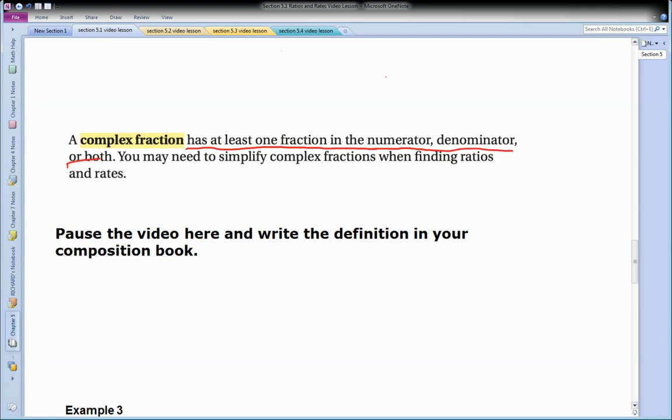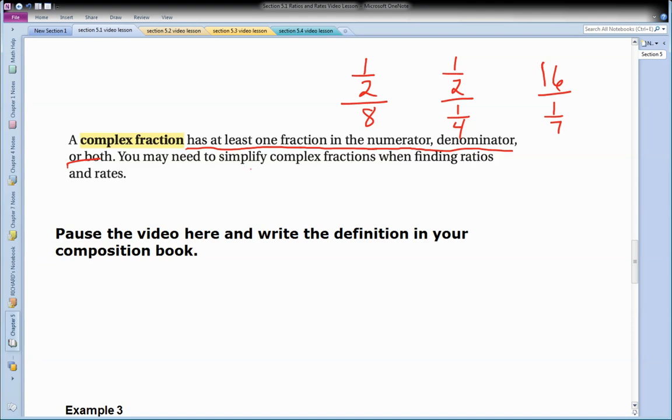So here's an example of a complex fraction. 1/2 over 8. Here's another example. 1/2 over 1/4. Here's another example. 16 over 1/7. These are all complex fractions. And it says you may need to simplify complex fractions when finding ratios and rates.